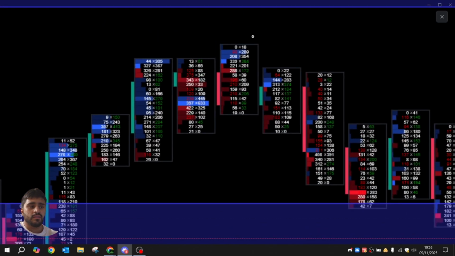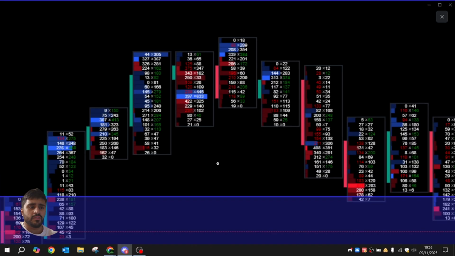So here, right, if we just look at the footprint charts, what we can see, again, without reading the numbers too much, we can see a lot of blue delta, 44 for 305, massive difference between the aggressive sellers and the aggressive buyers. And now we see a 0 at the top, which indicates a finished auction, right?